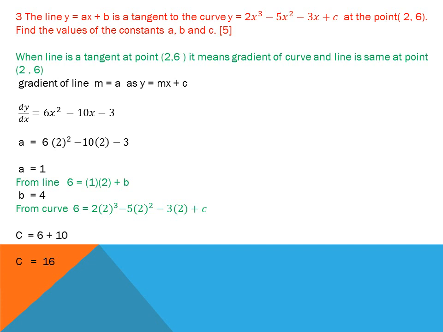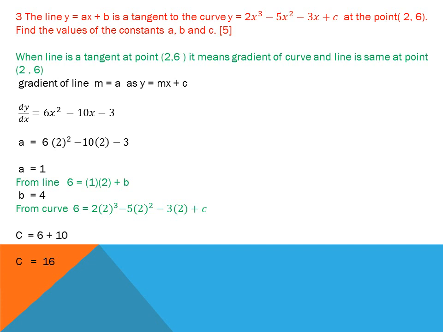Question 3 is related to a curve. The line y = ax + b is tangent to the curve y = 2x^3 - 5x^2 - 3x + c at the point (2, 6). It means there is a curve and the line crosses the curve at only one point, which becomes the tangent of the curve at the point (2, 6). Find the values of the constants a, b and c.